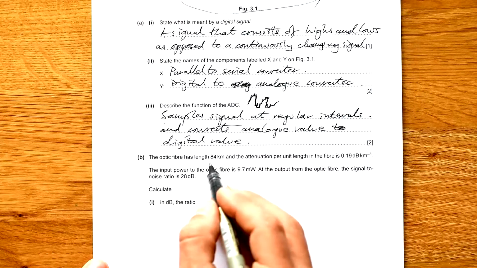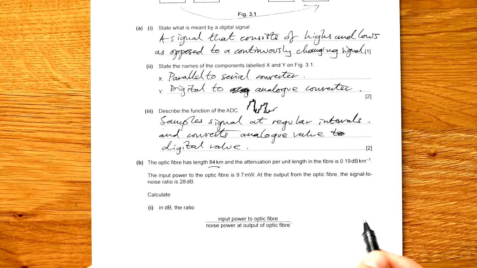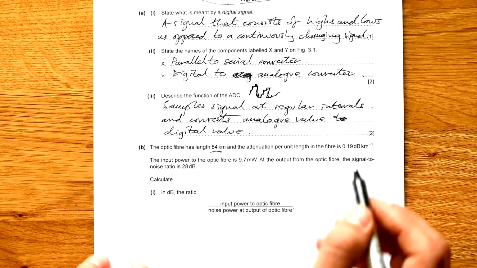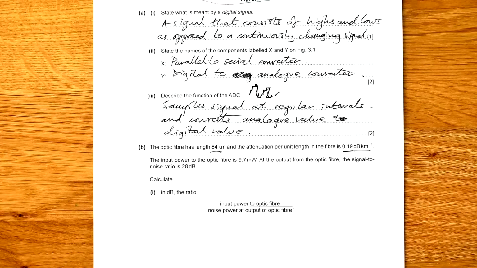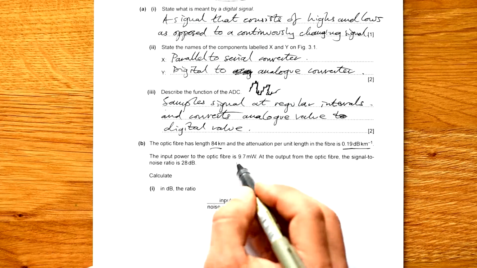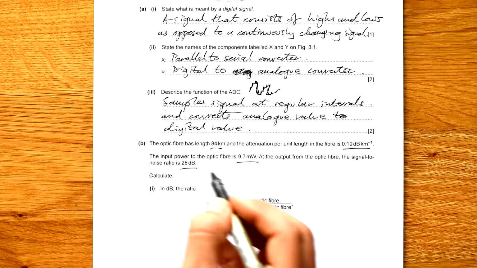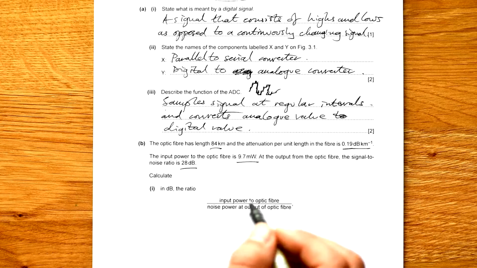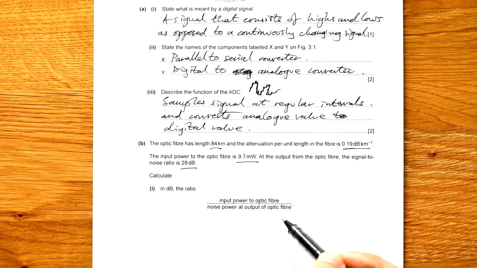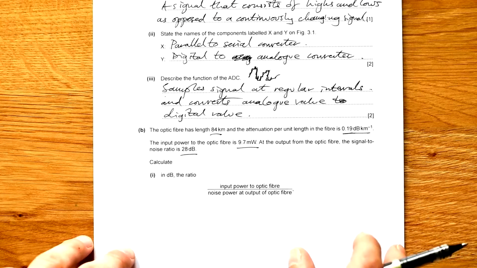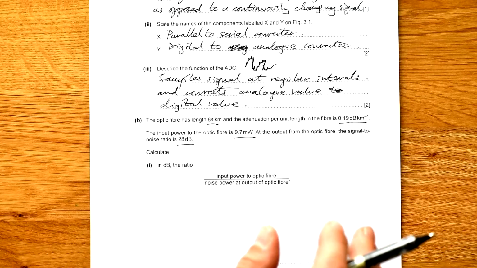Optic fiber has length 84 kilometers and the attenuation per unit length of the fiber is 0.19 decibels per kilometer. Input power to the optic fiber is 9.7 milliwatts. At the output from the optic fiber, the signal to noise ratio is 28 decibels. Calculate in decibels the ratio input power to optic fiber over noise power at output of optic fiber.